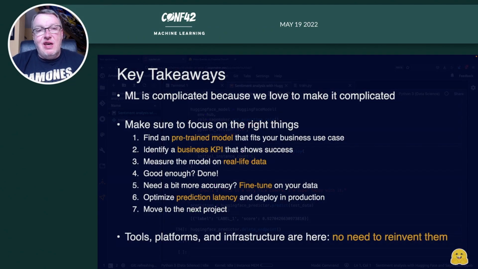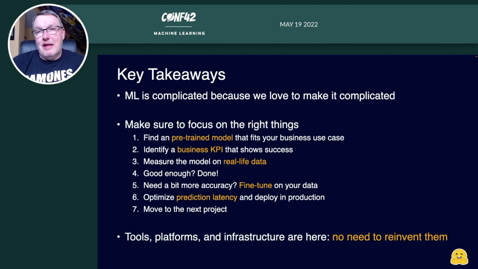The key takeaways here are that ML tends to be complicated because we love to make it complicated. We love to build complex solutions when they're not really needed. We're all guilty of this, myself included. So let's focus on the right things and keep machine learning simple. First, find a pre-trained model that fits the task and the business problem we're trying to solve.